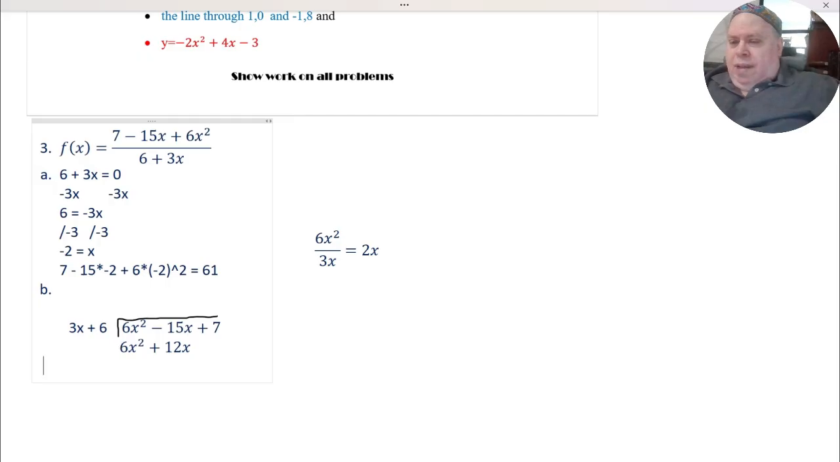Now, when we subtract that, the 6x squared minus 6x squared goes to 0. And minus 15x minus 12x gives us minus 27x. And we bring down the plus 7.